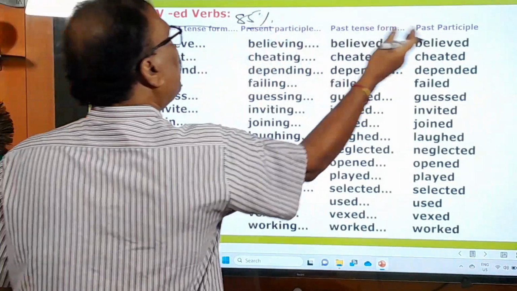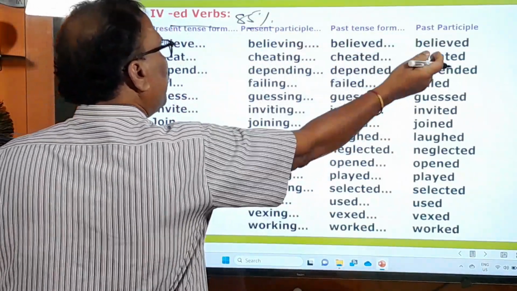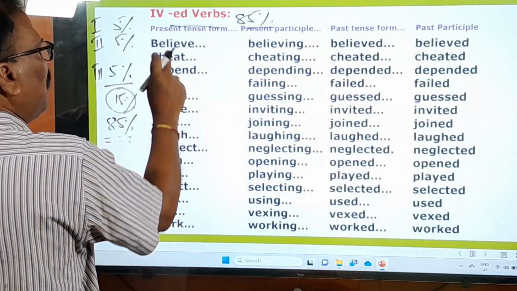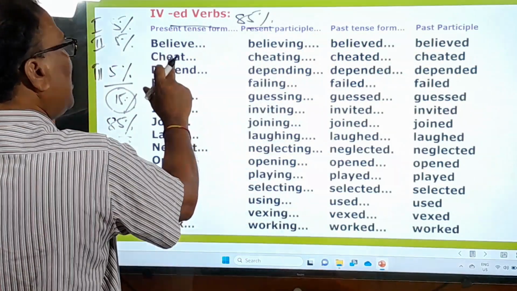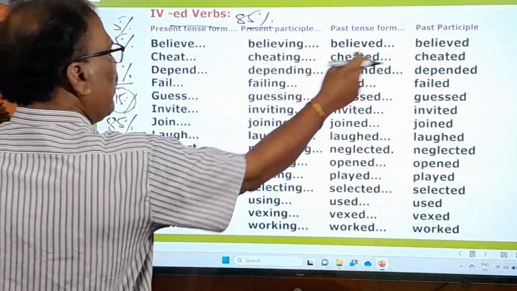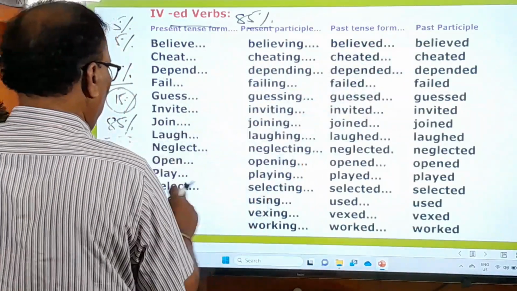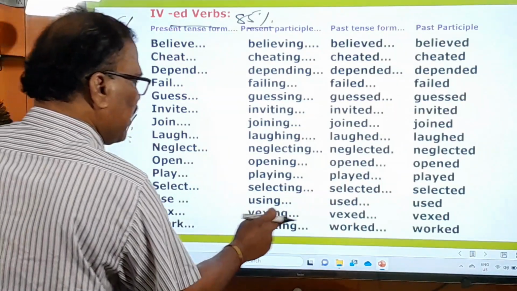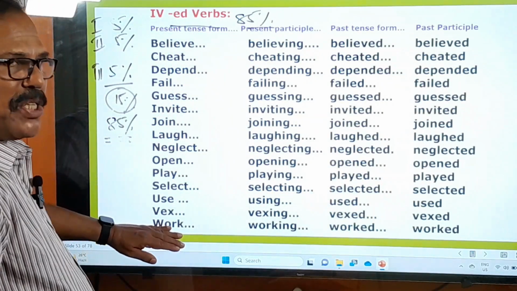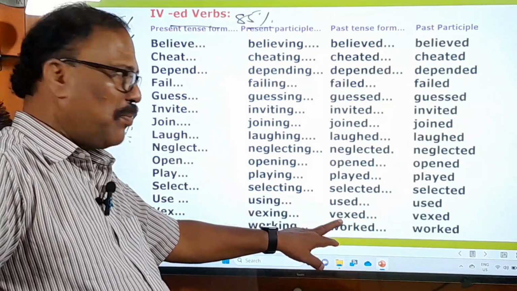Believe, believed, believed. When you add ed to that, that becomes an ed verb. Believe, believing, believed, believed. Of course, the ing form is always there, right? Cheat, cheated, cheated. Depend, depended, depended. Join, joined, joined. Open, opened, opened. Use, used, used. Work, working, worked, worked. So here, work, pani cheyu. Worked, pani chesenu. Past tense.